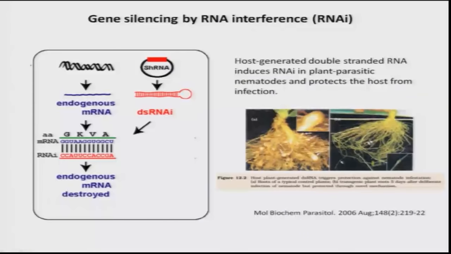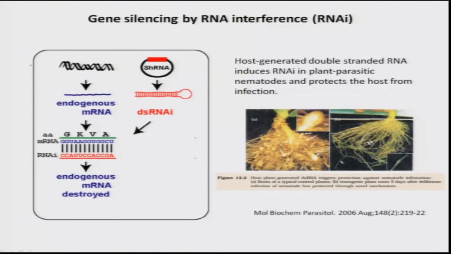This also has application in other fields. For example, you can engineer plants to make double-stranded RNA for a gene that is not present in the plant, but in the parasites or nematodes that infect plants, right. One of the examples shown here has come from our own institute, IIT Kanpur, wherein they engineered the plant such that it makes a double-stranded RNA for a gene that is normally critical for the development of the parasitic young ones, the larval forms. They are the ones that infect the plant.